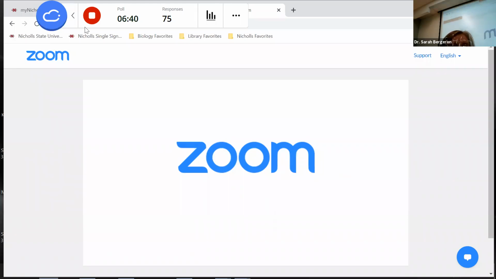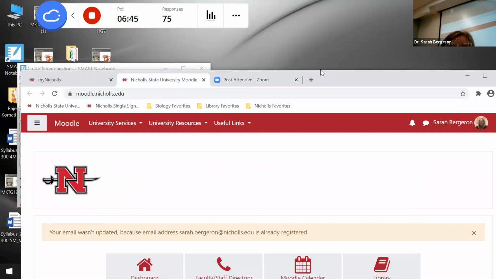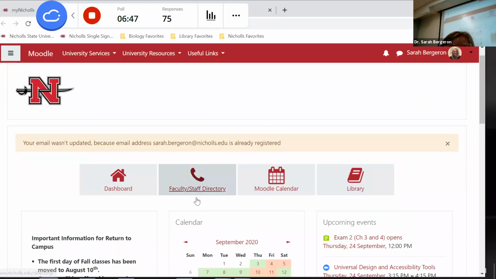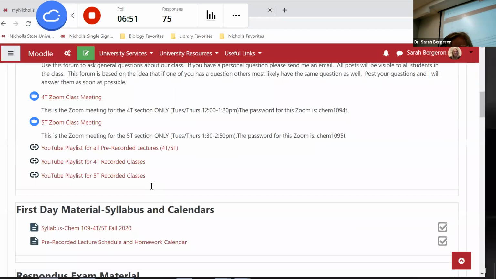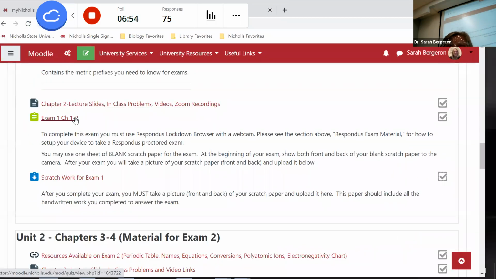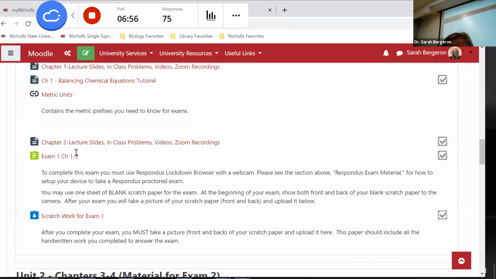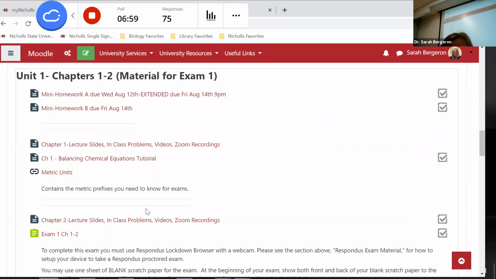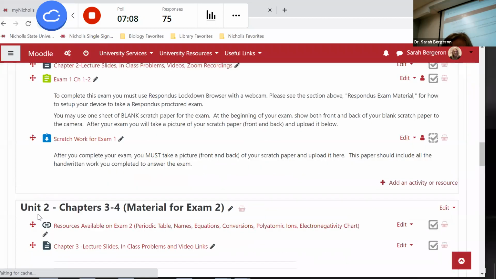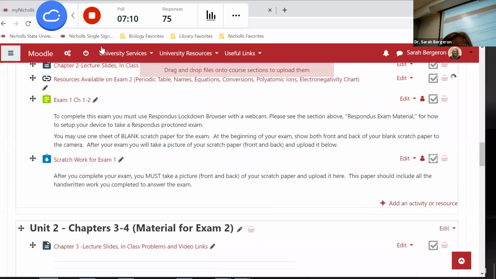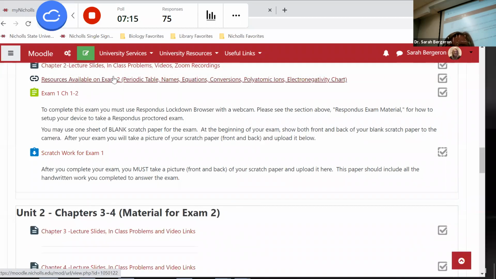So if you go to Moodle, and you go down to our page, I'm going to put resources for exam 2. Oh, I thought I put it over here. Oh, here, resources for exam 2. I should have moved it up there. Let me move it real quick. Okay, so this is what's available for exam 2. I'm sorry, it was in the wrong place.